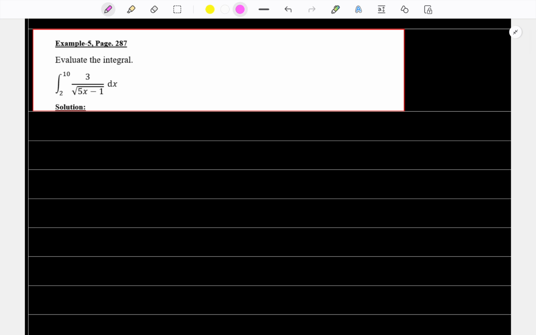Evaluate the integral from 2 to 10 of 3 divided by the square root of 5x minus 1, times dx, right? So you cannot integrate until you know this substitution method. What is the substitution method? The term which is giving difficulty, that term you call it u. So in this one, it is the one giving difficulty, right? So let me put 5x minus 1 equal to u.